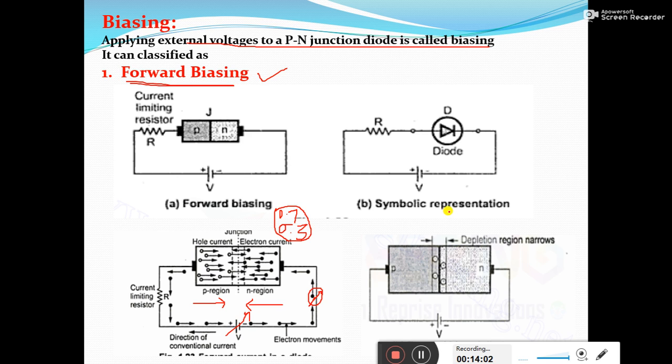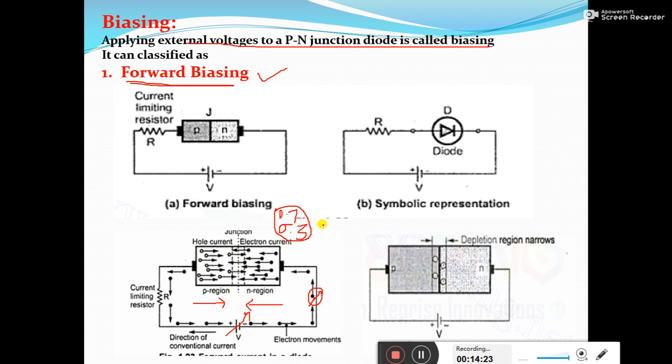The very first point is that the PN junction offers very low resistance whenever it is forward biased. Low resistance means that as the voltage is increased, the current increases. That means it is offering very little resistance.